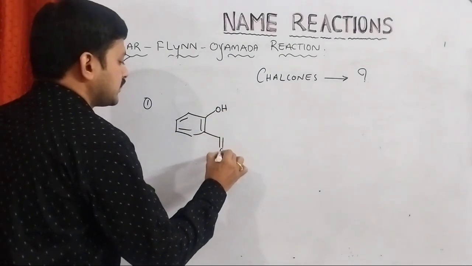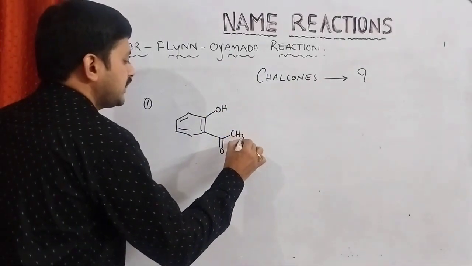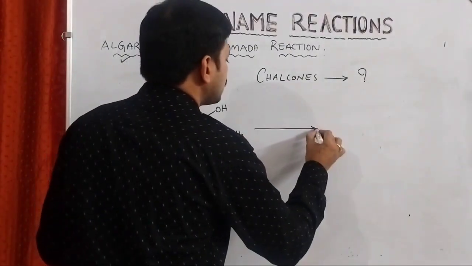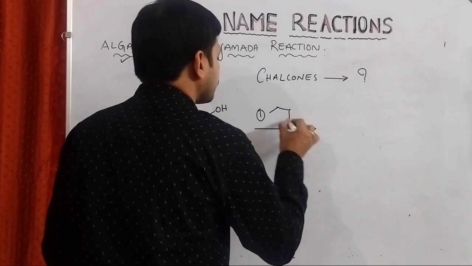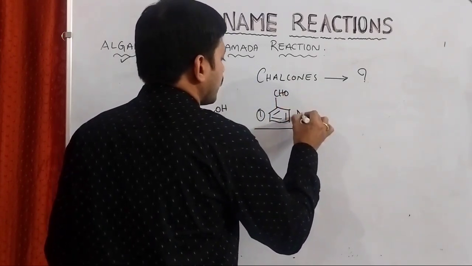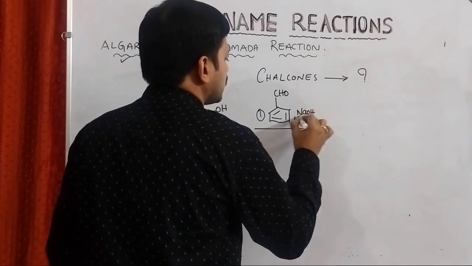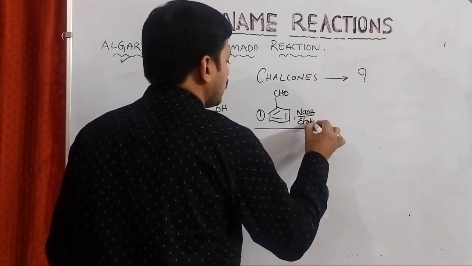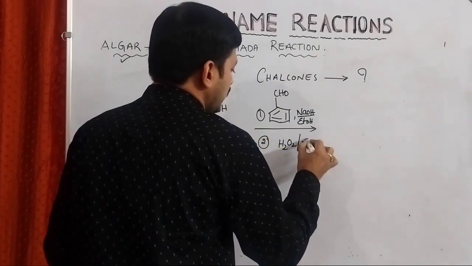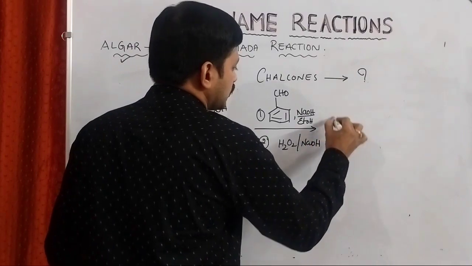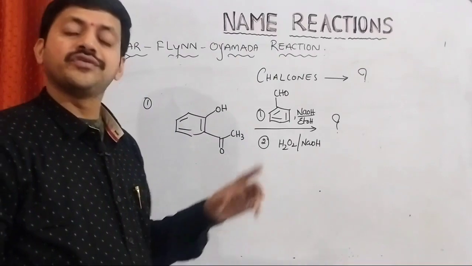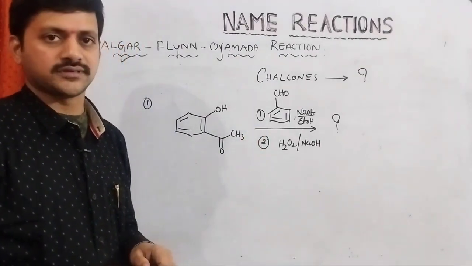OH C double bond OCH3, hydroxy substituted aromatic ketone. If this one is treated with CHO, NaOH in ethanol followed by H2O2 in NaOH, identify the product. These kind of transformations you will get in the competitive examinations.